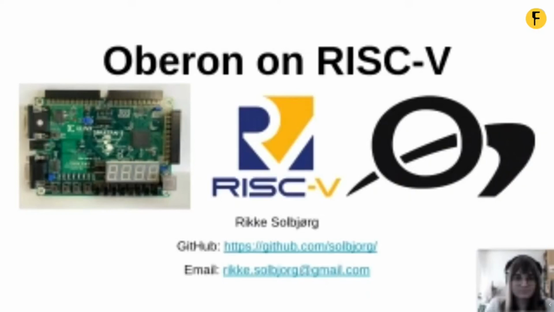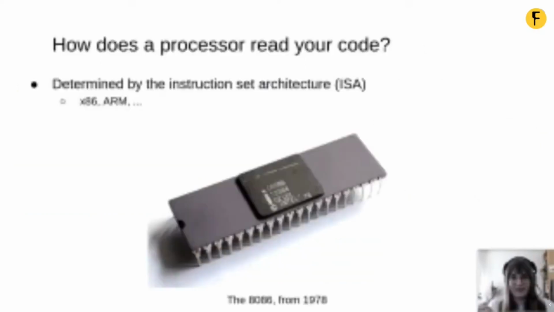And I'd like to start by telling you a little bit about both Oberon and RISC-V in case you aren't completely sure about either of them. So I'll start with the one I think more people might be very well aware of, which is RISC-V. So a very brief overview. A processor reads your code by fetching instructions from memory. That's fairly basic. And how it decodes those instructions and understands what to do with them is determined by the instruction set architecture, or ISA.